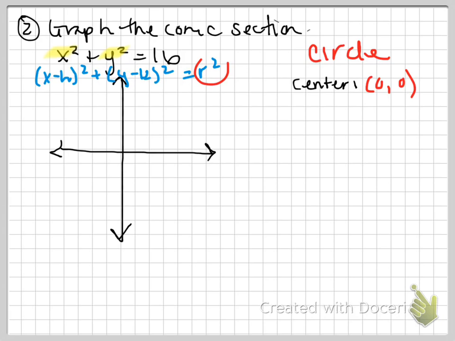All right. What about my radius? Well, r squared is going to be 16. So what does that tell me? If r squared is 16, then r is 4. So let's draw this circle. Center is 0, 0. Okay, and r is 4, so I have to count 4 in each direction. 1, 2, 3, 4. There we go.